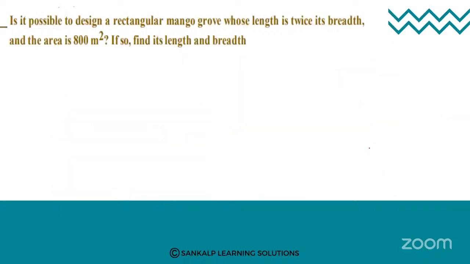Okay. Next. Next question is, is it possible to design a rectangular mango grove whose length is twice its breadth and the area is 800 meters square? If so, find its length and breadth. So one rectangular mango grove is there, that is rectangle shape.